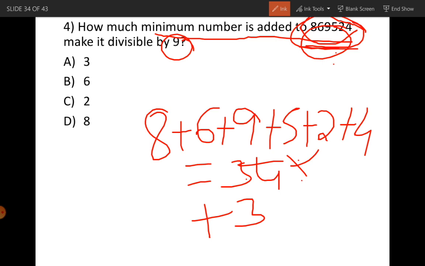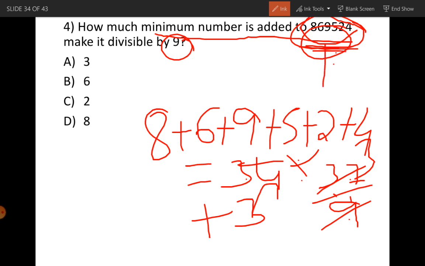Because 37 is divisible by 9. If we add 3 to the digit sum 34, we can make it divisible by 9. So if we add 3 to the last digit, this number becomes divisible by 9. So option A is correct.